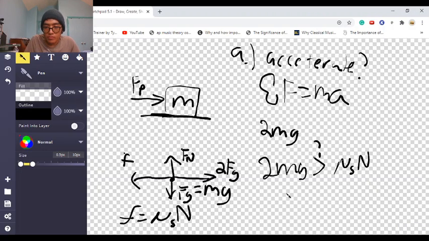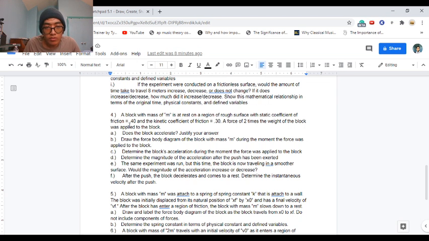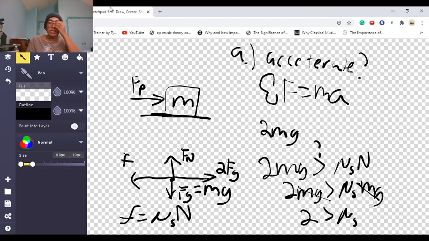Actually, hold up. We can decide here that the normal force is actually mg, right? According to our force body diagram. And of course, it's basically just algebra. So cross that mg out, and we can see here that 2 is going to be greater than the static coefficient of friction. Is that true? Well, the problem says that the static coefficient of friction is 0.4, so yes, it is true.